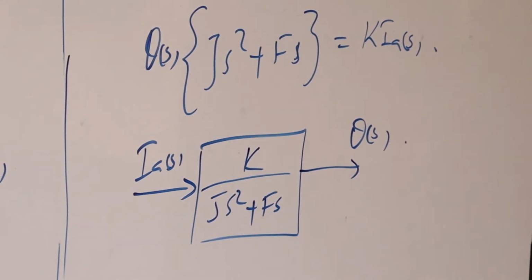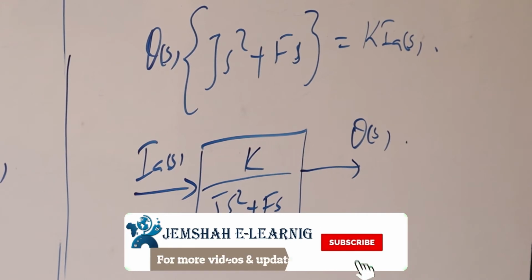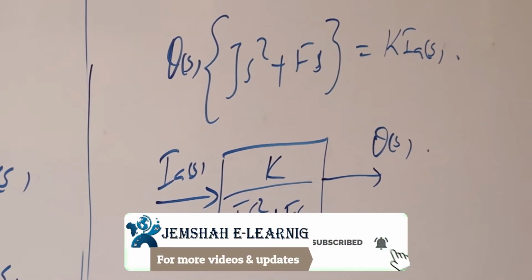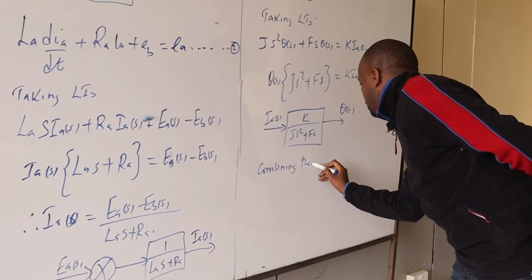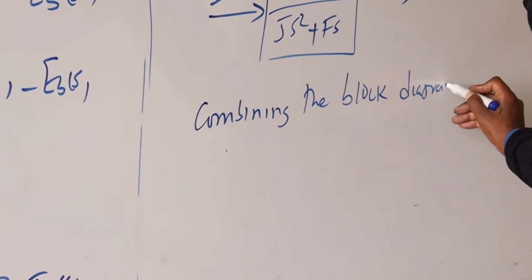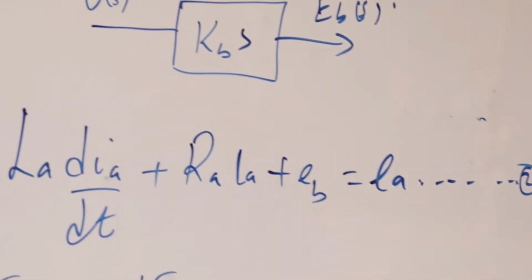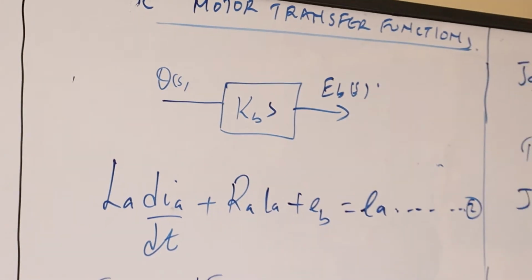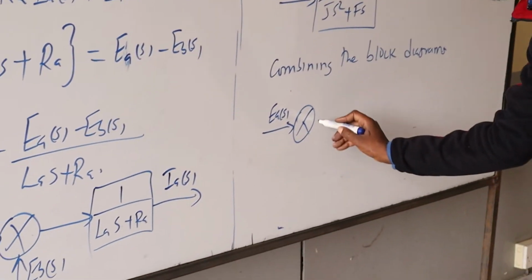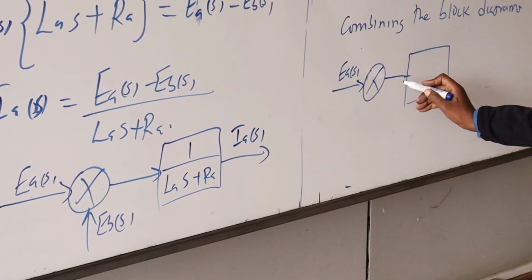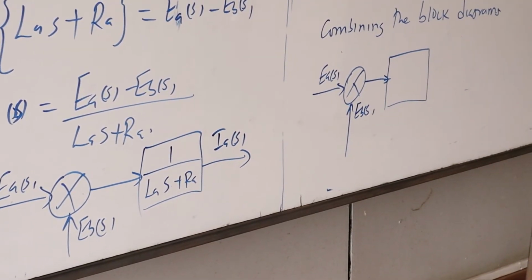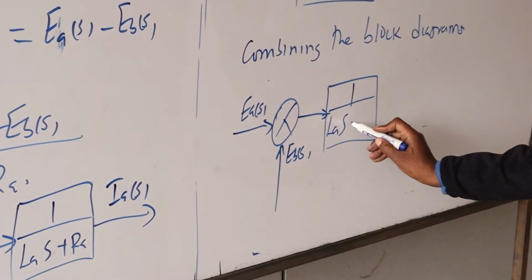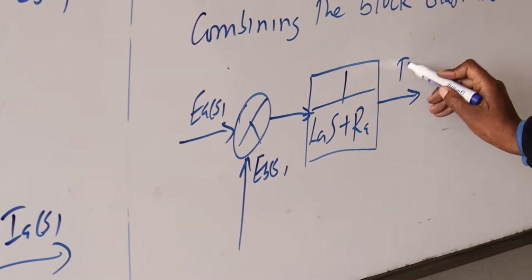Now we have the three block diagrams, so we can simply develop the overall block diagram and then come up with the transfer function. So combining the block diagrams, we already have three block diagrams that we are going to combine. The first one, we talked about it as being at the feedback. So if we do that, we are going to find EA of S coming into that. So we start with that. Then here we have EB of S, so the difference is there. Then here we have 1 all over LAS plus RA. Then here we have IA of S.